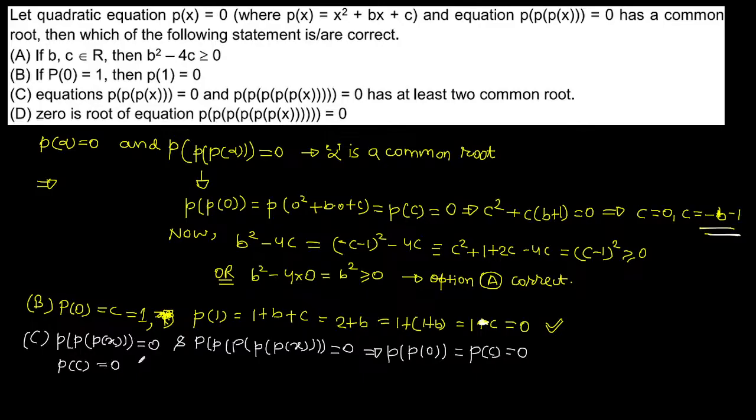So we can say that p(alpha) is equal to 0, p(beta) is equal to 0. p(alpha) is 0, p(0) is c, p(c) is 0. So on alpha and beta we are getting at least two roots. So this answer is also correct.